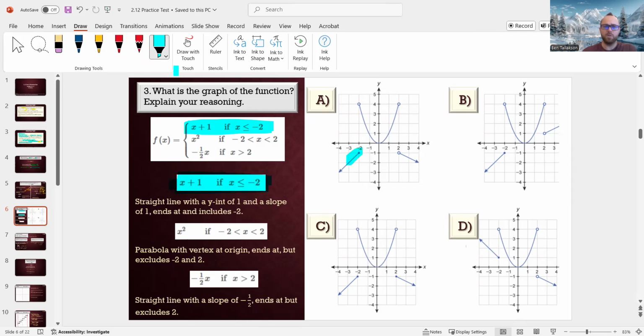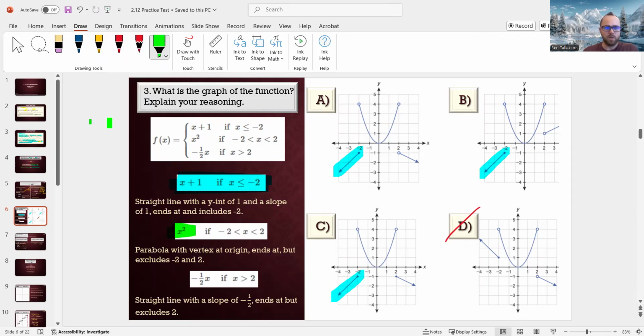Okay, so we know this line is accurate. So where else do we see that? We see it here and up. D is out. Process of elimination. There we go.